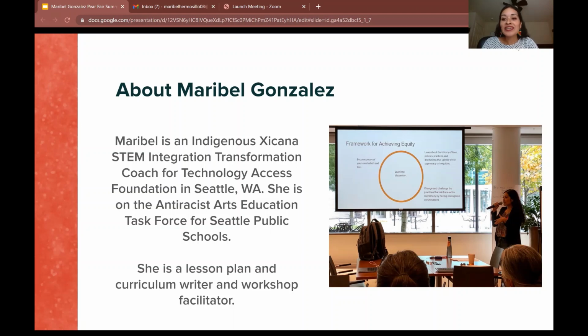So again, I'm really excited to be here and explaining why it's really important that we are scaffolding content in the classrooms rather than differentiation, which is a form of institutional racism.